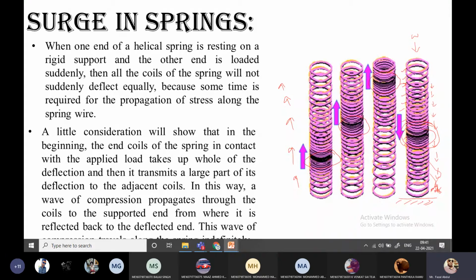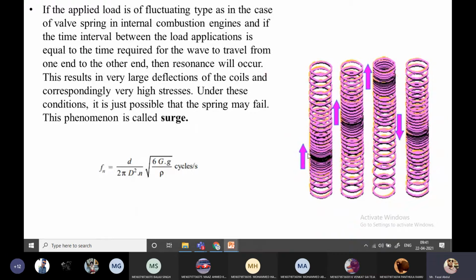But this is not going to happen, because some time is required for the propagation of stresses along the spring. Because of this reason, the process I just explained does not happen. This process is referred to as surge in a spring. So this kind of situation happens.